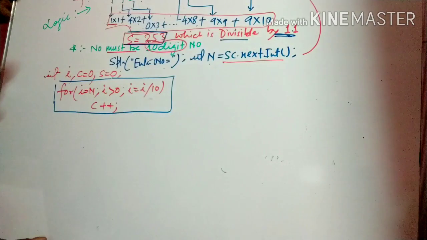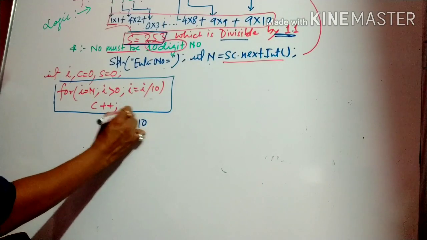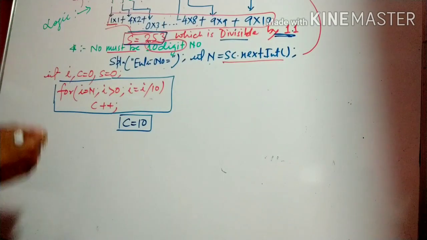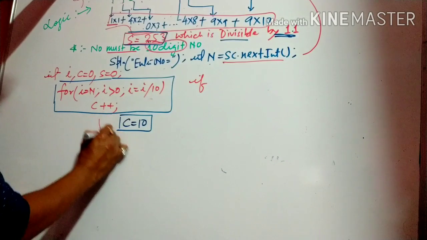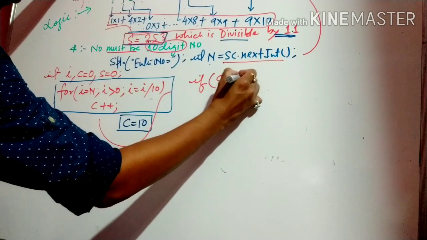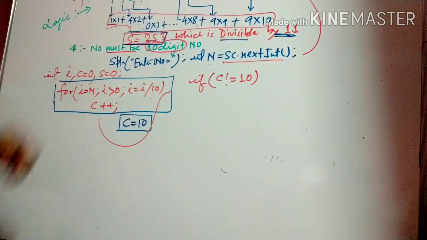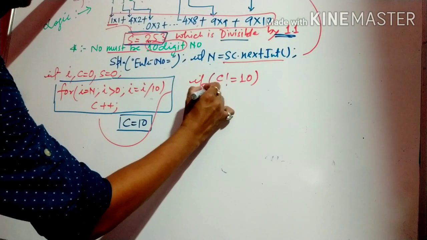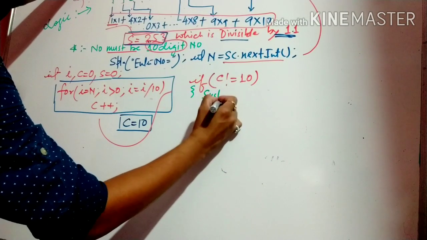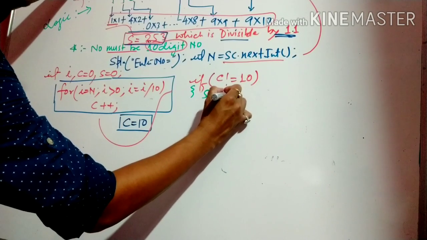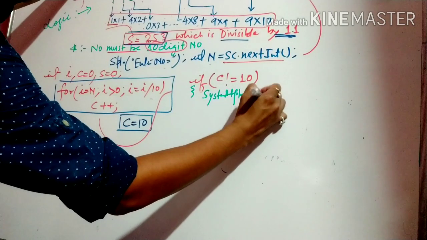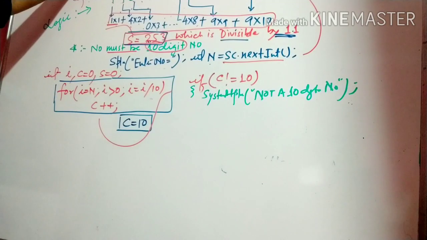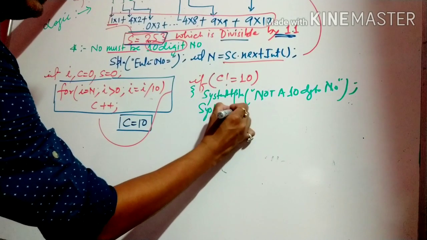If the number is 10 digit, the final value of c will be what? 10. Now you can write, after that statement, if c is not equal to 10, it means what? Not a 10 digit number. Then you can write here System.out.println not a 10 digit number, and also you write System.exit.